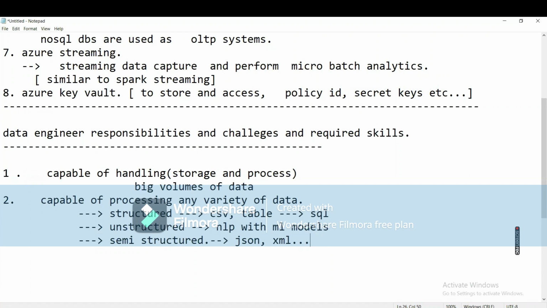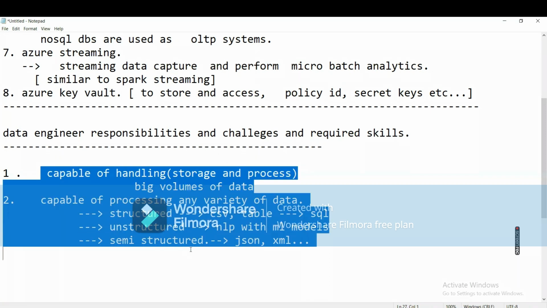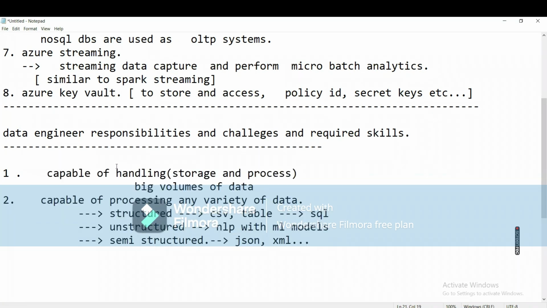Got it. So these are the major challenges. The first one is important: how to store big volumes and how to process big volumes, that too with good speed and less cost. I will tell you the examples of less cost later, where you can apply it. And being capable of processing different formats of data. My previous statement was different variety of data. Now I am saying different formats of data.